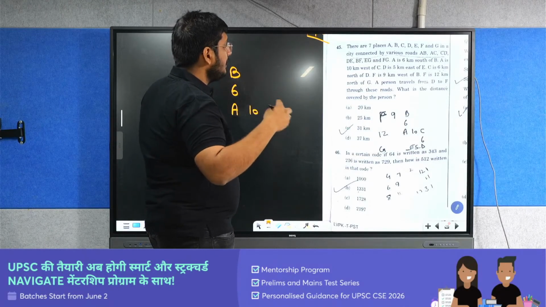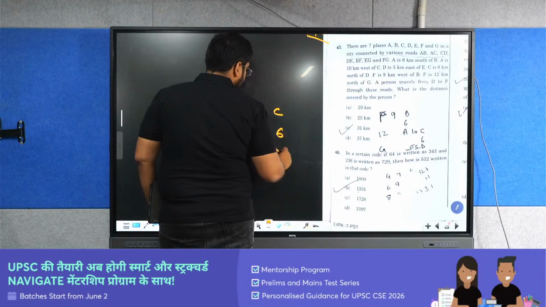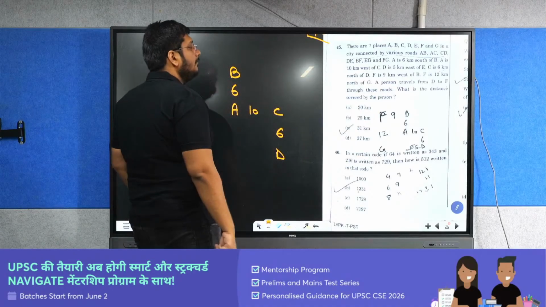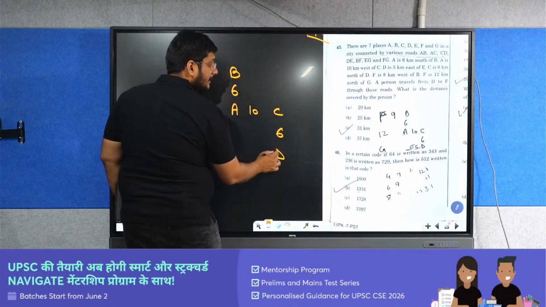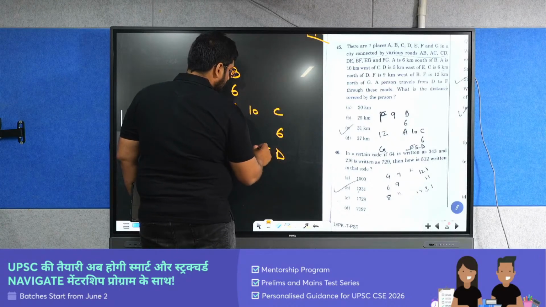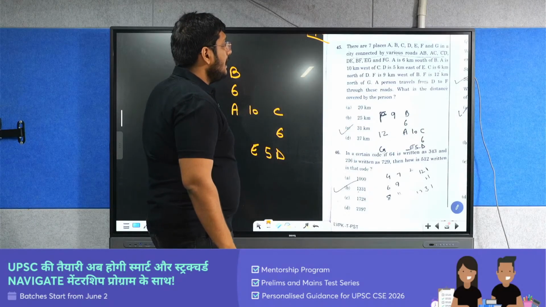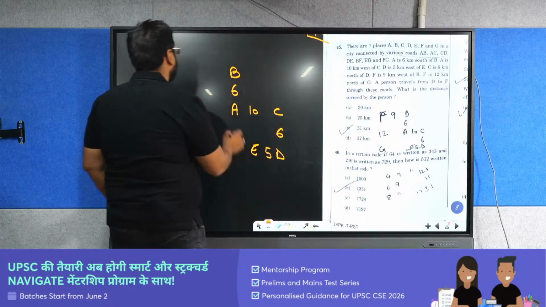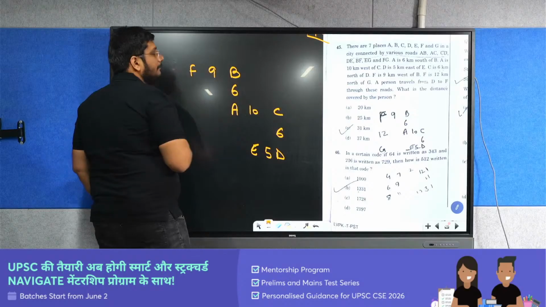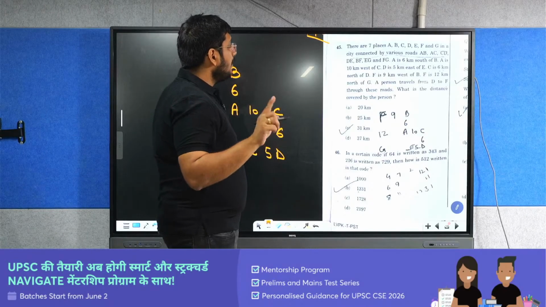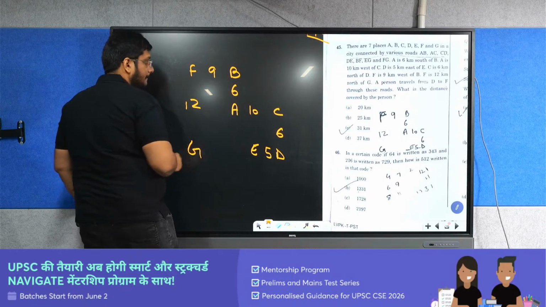D is 5 kilometers east of E. C is 6 kilometers north of D. And D is 5 kilometers east of E. F is 9 kilometers west of B. B west, F, 9 kilometers. F is 12 kilometers north of G.